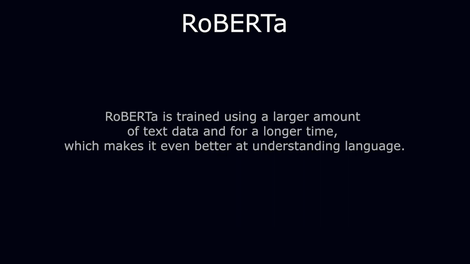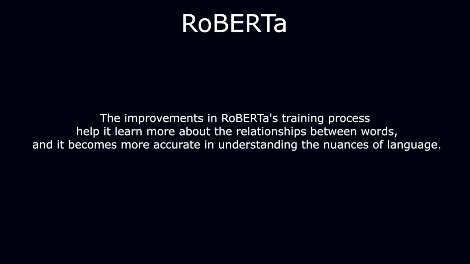But RoBERTa is trained on a larger amount of text and data and for a longer time, so it automatically becomes better at understanding language. The improvements in RoBERTa's training process help it learn more about the relationships between words and the context of sentences. It becomes more accurate in understanding the nuances of language and the smaller parts of the sentence, which makes it even more powerful than BERT.